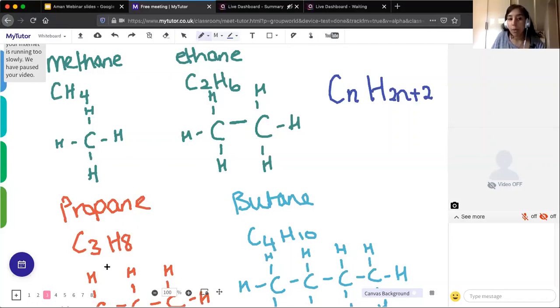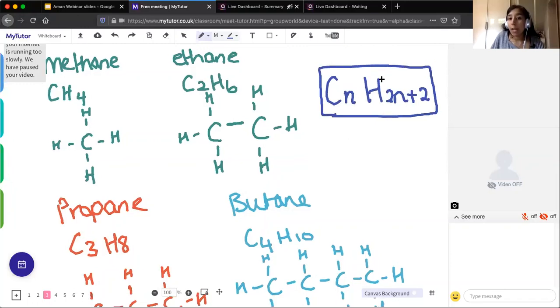If we look at propane, there are 3 carbon atoms, so n is 3. So 3 times 2 is 6, plus 2 is 8. So propane is C3H8. And then finally, butane has 4 carbon atoms. So 2 times 4 is 8, plus 2 is 10. So this is the general formula for all alkanes, and all alkanes will follow that formula.